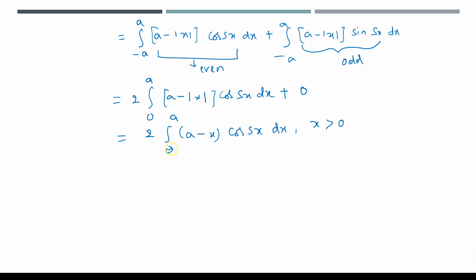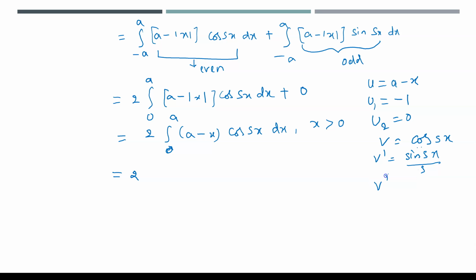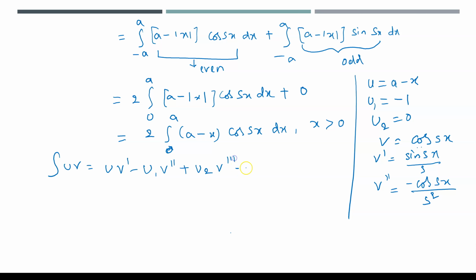Now we evaluate this integral using the uv rule. So here 2 into, u equal to a minus x, u1 equal to minus 1, u2 is 0. Now v equal to cos sx, v1 equal to sin sx upon s, integration of cos is sin, v2 equal to minus cos sx upon s square, like that. So the integral uv rule is integral uv equal to uv1 minus u1 v2 plus u2 v3 minus and so on.